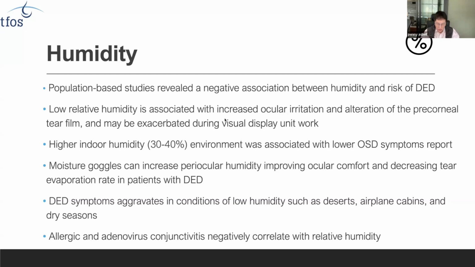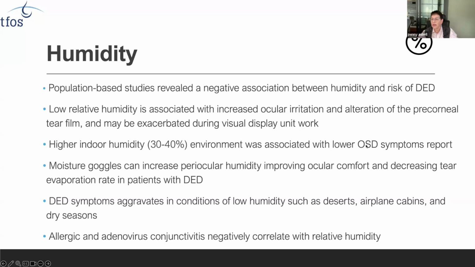So if somebody doesn't blink, which may occur because they've had a stroke, unfortunately, or may occur because they have a Bell's palsy with a nerve affecting the cranial nerve 7, and they don't have a normal blink, they may not wet the surface of the eye, and that surface is going to get dry. The lids and their function are essential for keeping that surface moist and wet. So humidity, whether it's from the atmosphere, low humidity is going to impact that ocular surface and make it perhaps appear and feel more dry. So here it is: a higher humidity at 30 to 40% is going to be associated with lower ocular surface disease symptoms. Moisture goggles can help.